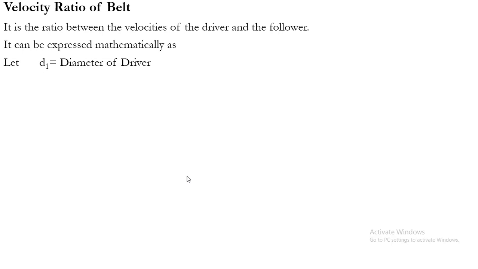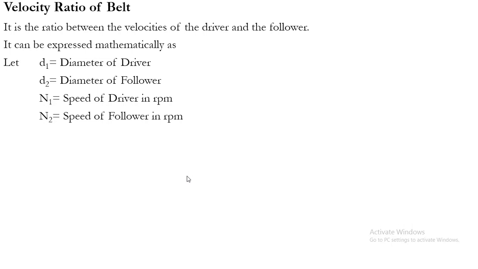So we'll take D1 here. D1 is the diameter of the driver and D2 is the diameter of the follower, and N1 is the speed of the driver in revolutions per minute and N2 is the speed of the follower in revolutions per minute, RPM.